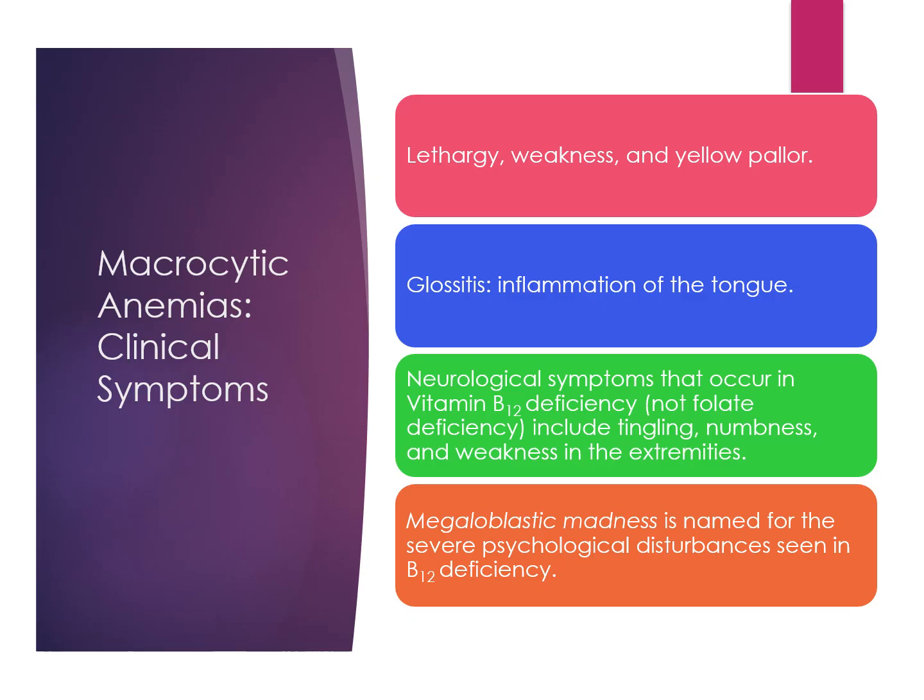As we've mentioned before, when a patient goes to a physician, the very first thing that a physician is going to look at are the clinical signs and symptoms of the patient. Now, in macrocytic anemias, we see some of the same symptoms that we see in other types of anemia. We see, for example, lethargy, weakness, yellow pallor. We may see glossitis, which is inflammation of the tongue. But something that we see in macrocytic anemias that is kind of specific is neurological symptoms. And this is specific to B12 deficiency, not necessarily folate deficiency. We might have tingling, numbness, and weakness in the extremities.